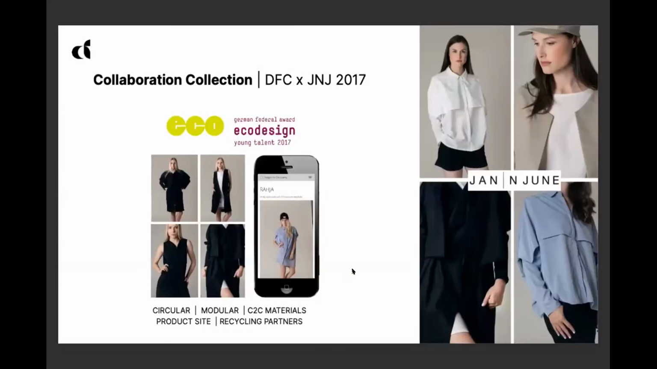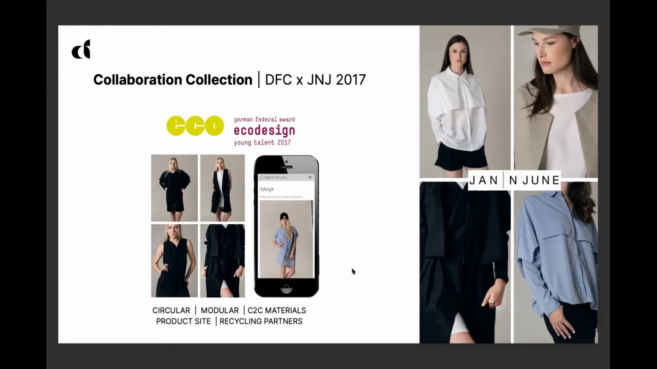I started off working with different brands and running workshops, for example Philippa Carr. I also developed a collection with Jan and June, for which we received the EcoDesign Prize Young Talent in 2017. It already had quite a few elements of all this in there. The product was designed for recyclability.